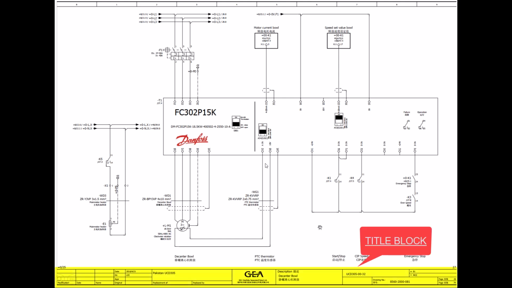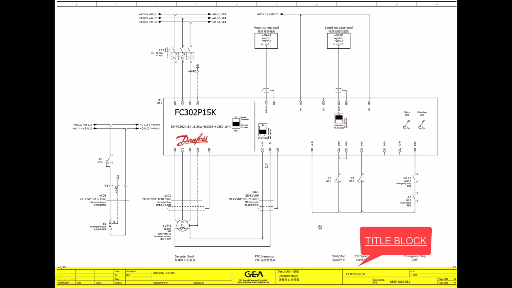Let's get started. First is the title block, which is usually located in the bottom or bottom right corner of the drawing. It contains essential information that helps identify the drawing's purpose. In this case, it shows a description labeled decanter bowl, indicating the drawing pertains to this part of the system. The original equipment manufacturer, or OEM, is listed as GEA Westphalia Separator, identifying the equipment's manufacturer. You'll also see a field labeled Drawing Number, which is 26 out of 74. This unique identifier is used to track and reference the specific drawing in a larger document set.